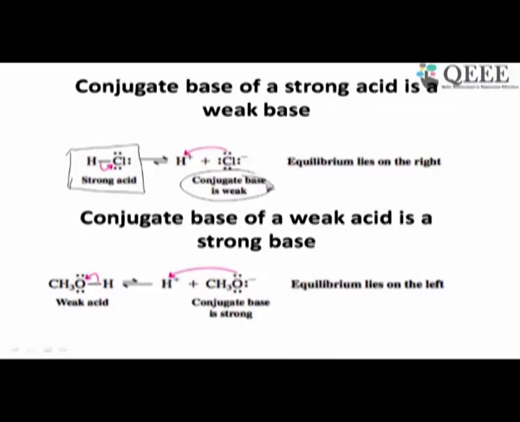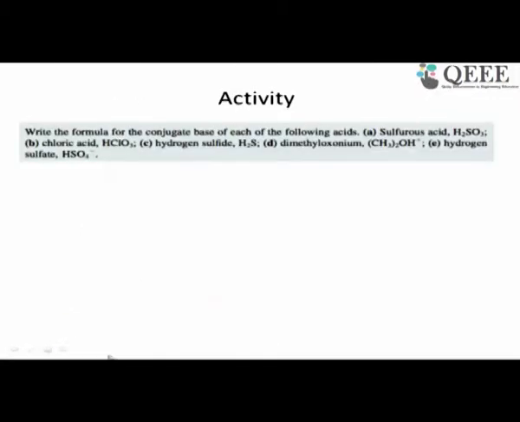It's a weak base. It isn't able to go on the left side. So in other words, the conjugate base of a strong acid is a weak base. The conjugate base of a weak acid can be said to be a strong base. So this is a small activity. You just have to find the conjugate base in all these acids.